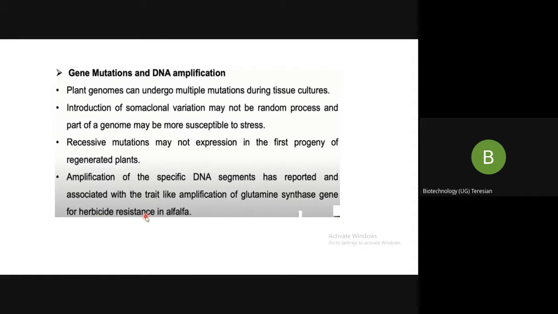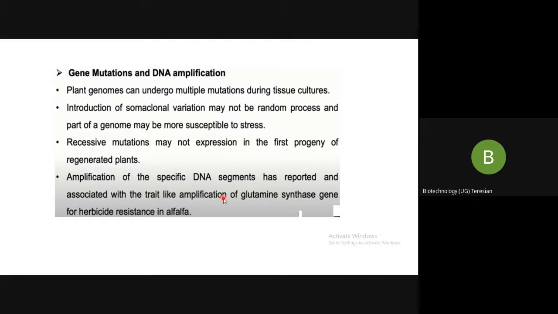But naturally, what is happening? You have not induced any resistance in this alfalfa. You have not manipulated this plant. In turn, what has happened is that by nature itself, the DNA segments have got amplified, this glutamine synthase gene, and they are showing resistance to the herbicide. So, this is a positive character. Maybe the others that we saw were a negative effect. This is a positive effect. So, I can select this plant for future growth. So I hope you have understood this slide.